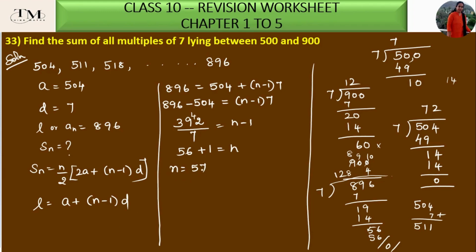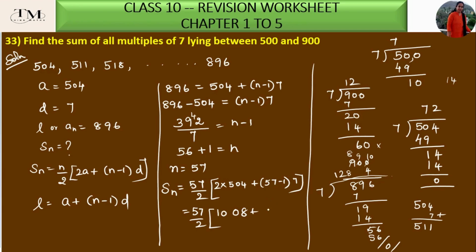So we got n. Then we can find out Sn easily. Sn is nothing but 57 by 2 into 2 into what is A? 504 plus n minus 1, so 57 minus 1 into D. What is D? It is 7. That equals 57 by 2. What is 2 into 504? 2 fours are 8. 2 into 0, 0. 2 fives are 10, plus 57 minus 1 is 56. 56 into 7. So we have to do this calculation. So let me erase this.